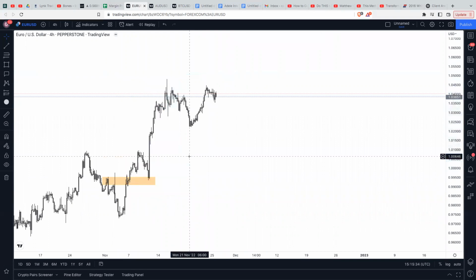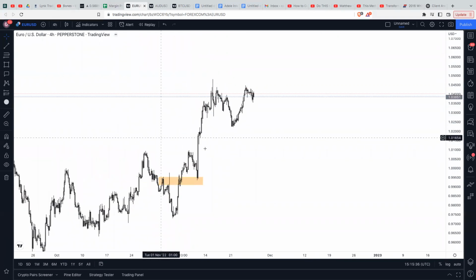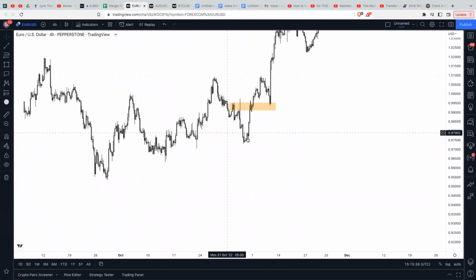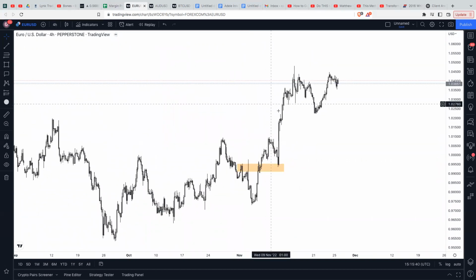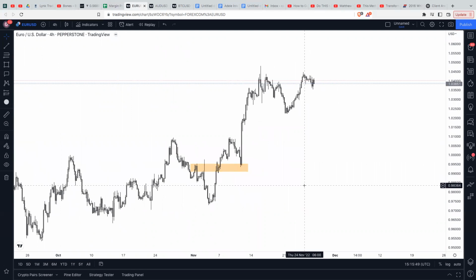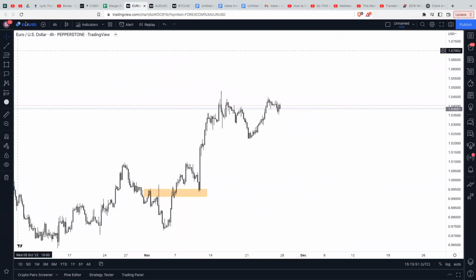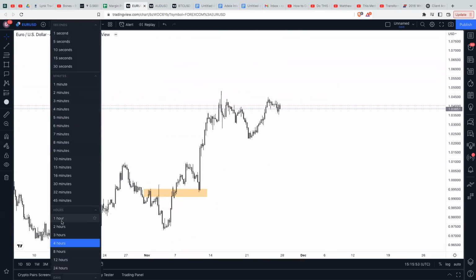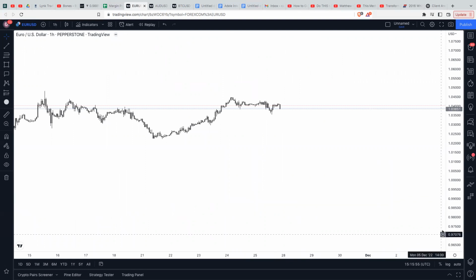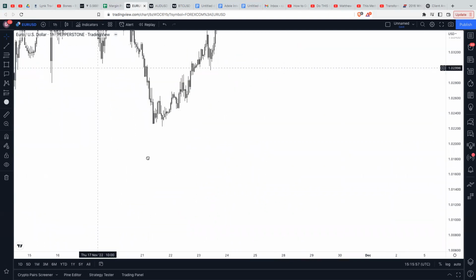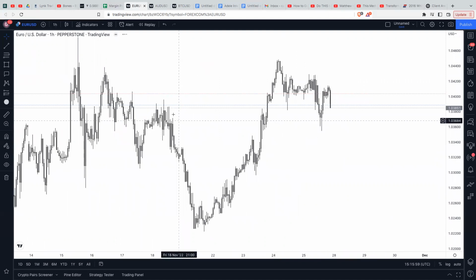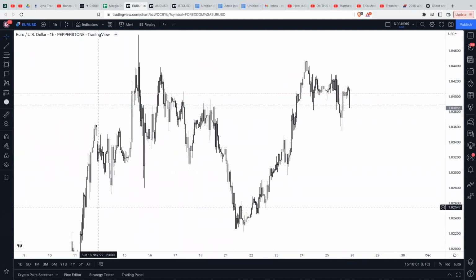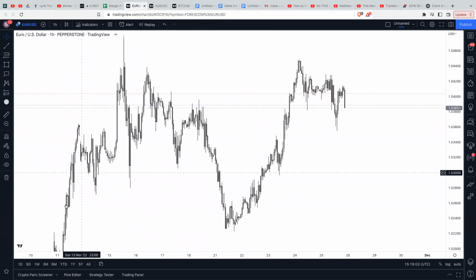So the thing is, the lower the time frame you start to trade on with respect to where the higher time frame trend is, basically, you can take more trades. So if we're on an hourly time frame, we have more opportunities to play reactions in this case.